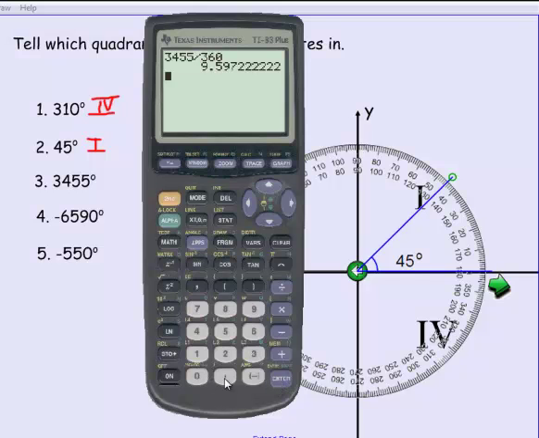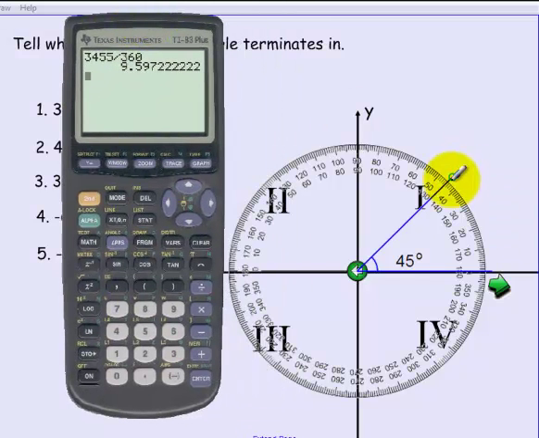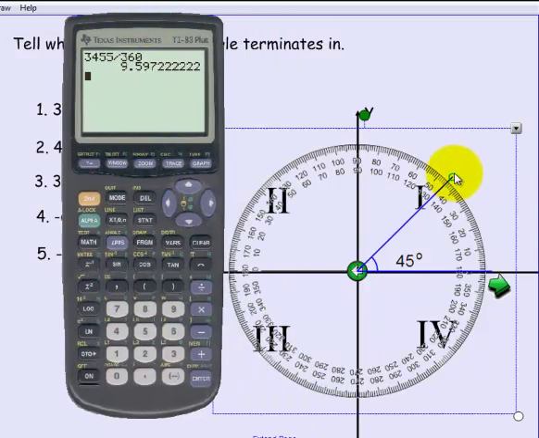What this shows me is the 9 represents how many complete times I went around. Now I'm not going to spin this 9 times, but it means I went around 1, 2, 3, 4, 5, 6, 7, 8, 9 times, right? Because 9 times 360 gets me really close: 3,240, really close to 3,455.